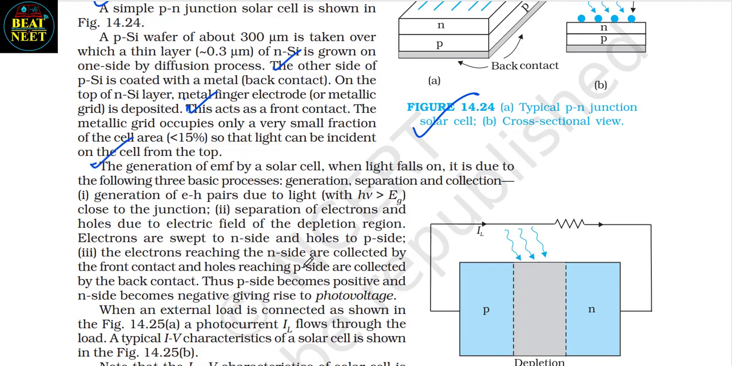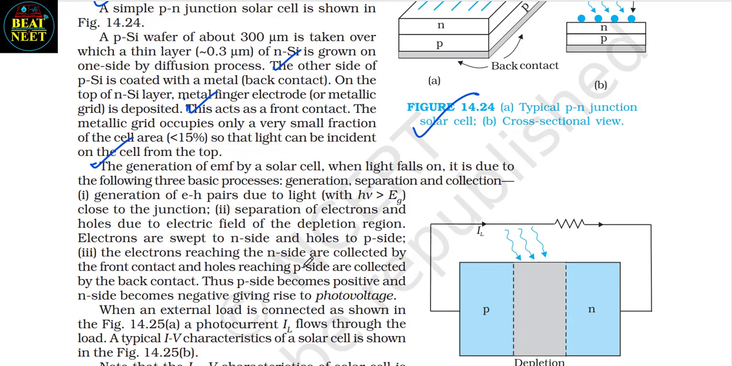The generation of EMF by a solar cell when light falls on it is due to the following three basic processes: generation, separation, and collection. Number 1, generation of EH pairs due to light with hν greater than Eg close to the junction.